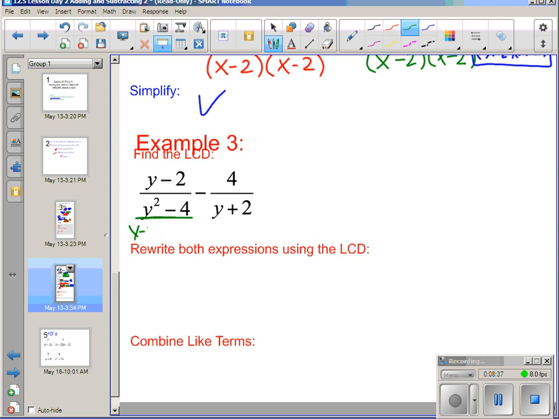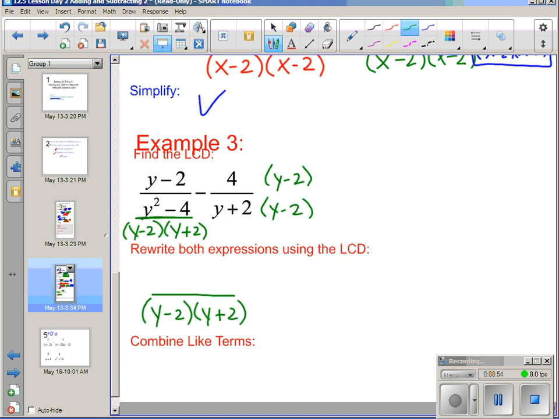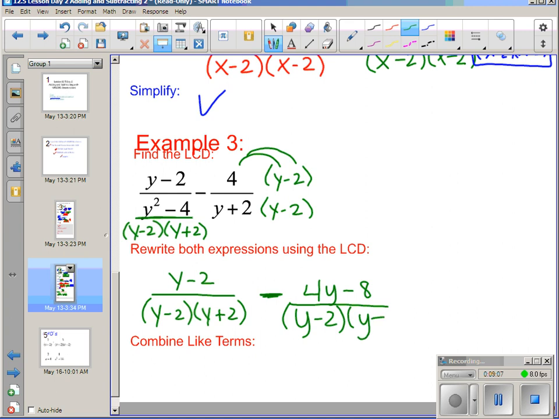So this factors to y minus 2, y plus 2. So over here, I need a y minus 2. Whatever I do to the bottom, I have to do to the top. So I'm going to rewrite them both. So my denominator is y minus 2, y plus 2, and on top I have a y minus 2. I'm subtracting 4 times y minus 2, which is 4y minus 8. And the denominator again is going to stay the same, y minus 2, y plus 2.